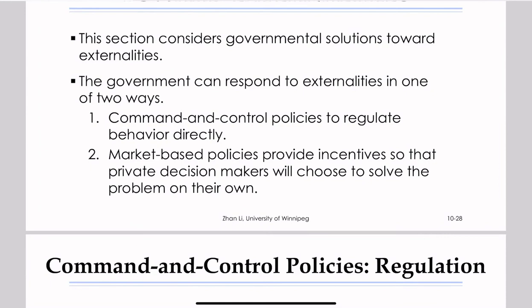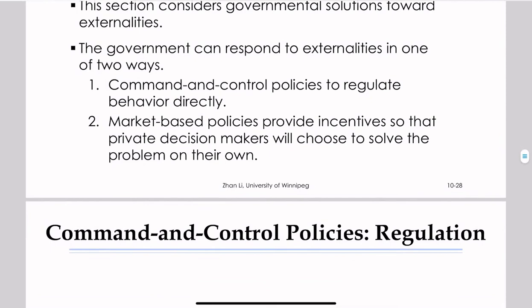Generally, we can categorize government responses into two categories. The first is the command and control policy. For example, in the case of negative externality, the government would just tell the firm, hey, you cannot pollute. Or the government could impose an upper bound. The government can tell these firms, each of you can only pollute, let's say, 300 tons of water. This is a command and control approach.